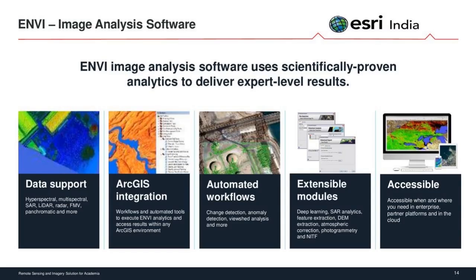Coming on to key capabilities. Key capability, as I explained, is the sensor data support. Coming on to the hyperspectral data, more than 4700 spectral libraries are present from various nodal agencies, which are like NASA, JPL, ISRO.